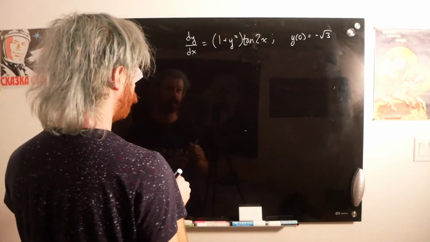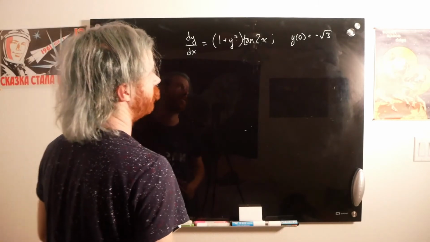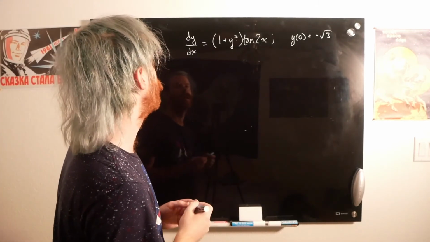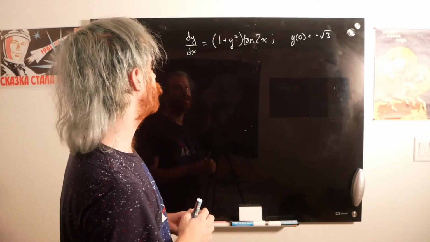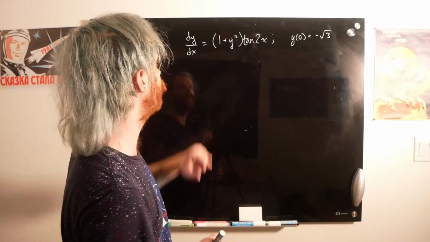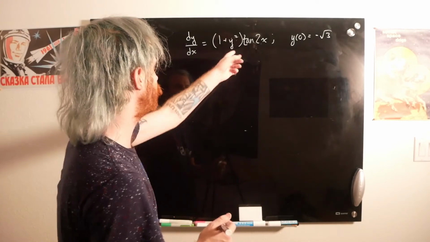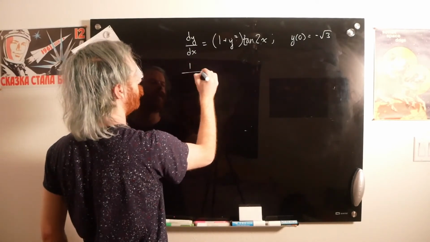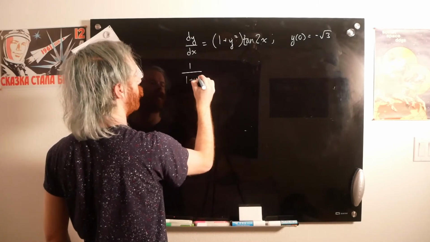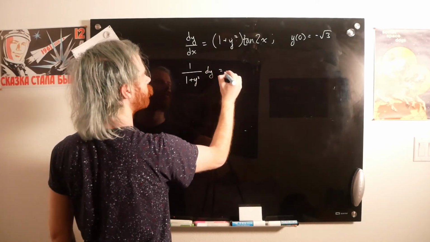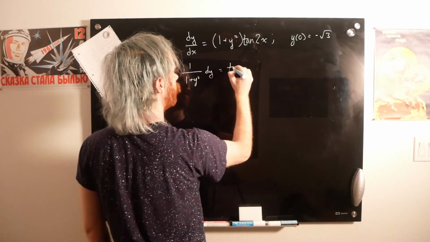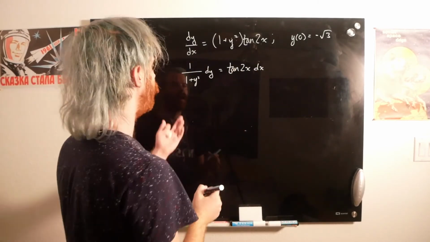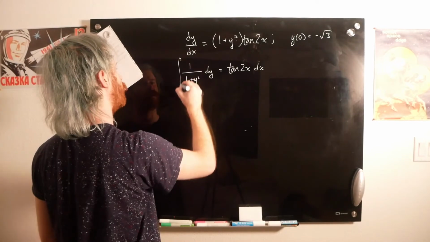So dy over dx equals 1 plus y squared times the tangent of 2x, where y of 0 equals negative root 3. So it's close to separable already, right? We have 1 plus y squared, so let's just divide that over and then multiply dx over. So we're left with 1 over 1 plus y squared dy equals tangent of 2x dx. And now it's separable, right? So let's just integrate both sides.